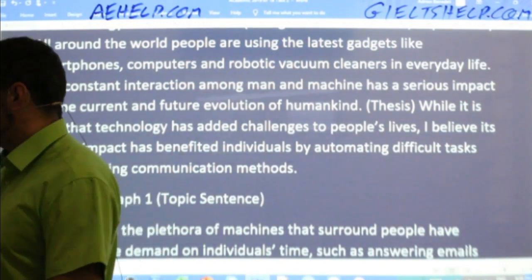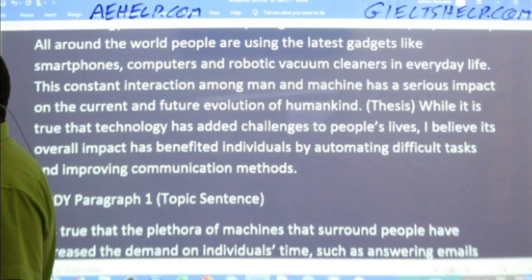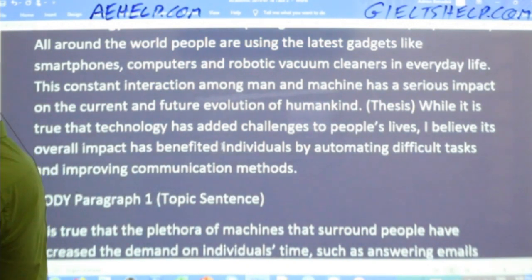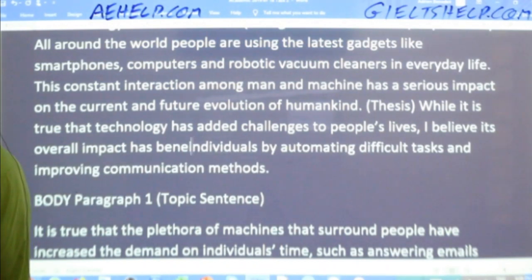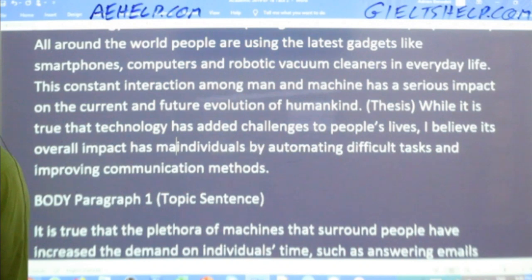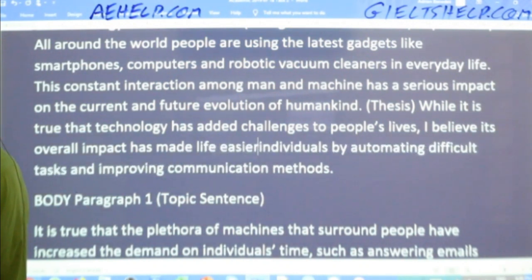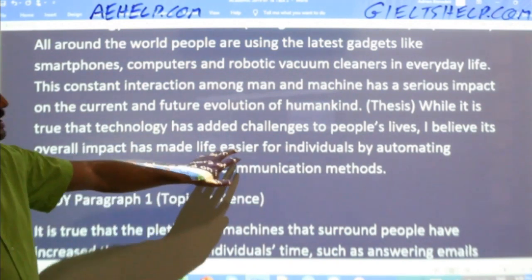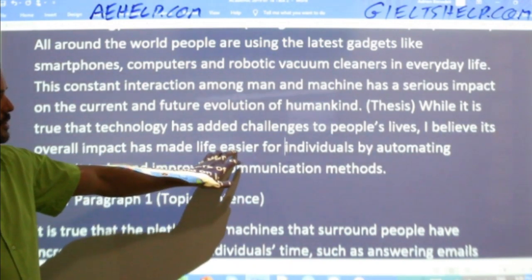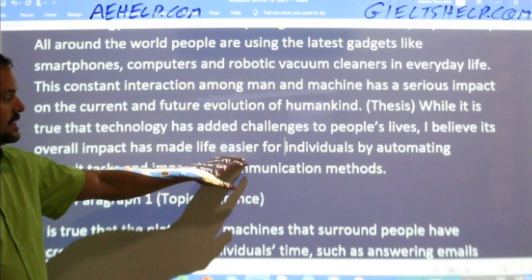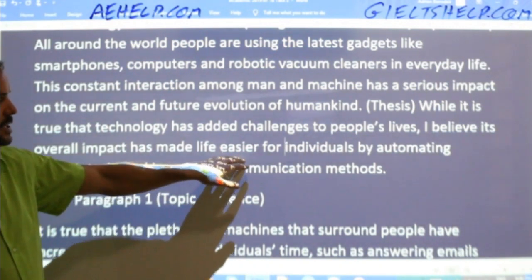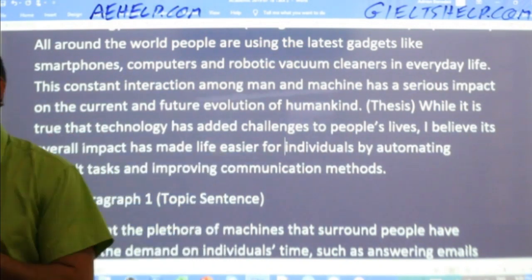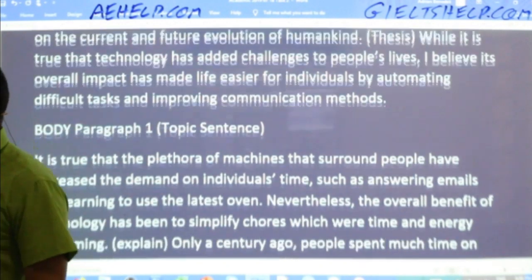And here, to be a little bit more specific, if I were in the IELTS exam, I would actually correct this so the examiner knows I'm specifically answering the essay. Has made life easier for individuals. So I would take that word easier from the question and put it in there instead of saying benefit, because benefit and easier is not the same. So I would correct that in the exam.